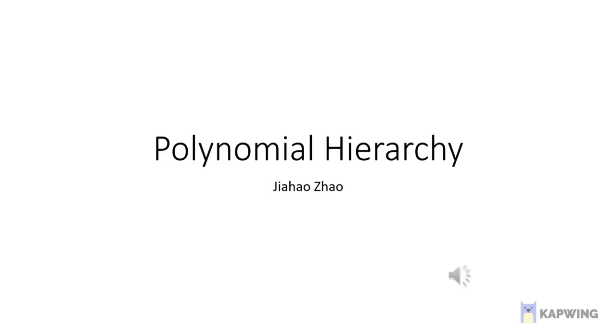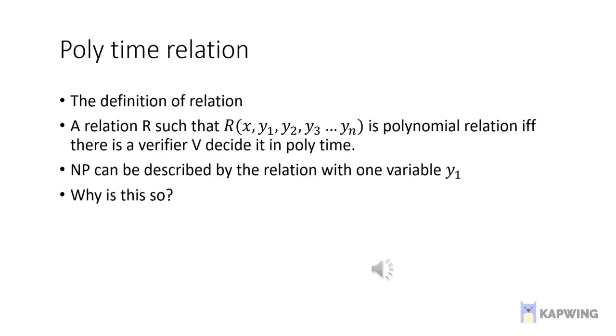So my topic is polynomial hierarchy. Before everything gets started, I would like to talk about the notion of polytime relation. It is defined as this: a relation R is called a polytime relation if and only if there is a verifier V, or a Turing machine, that can decide it in polytime.